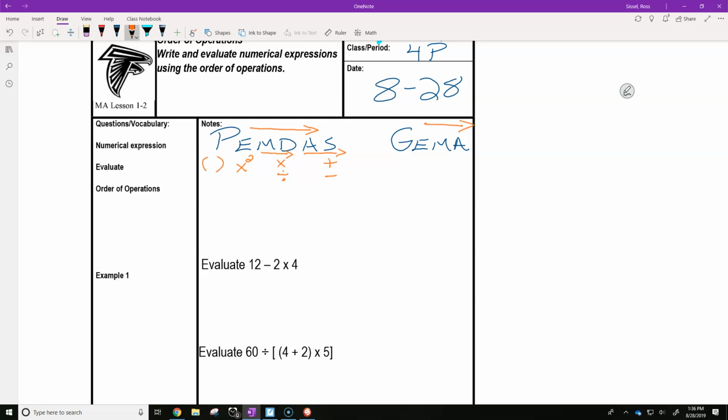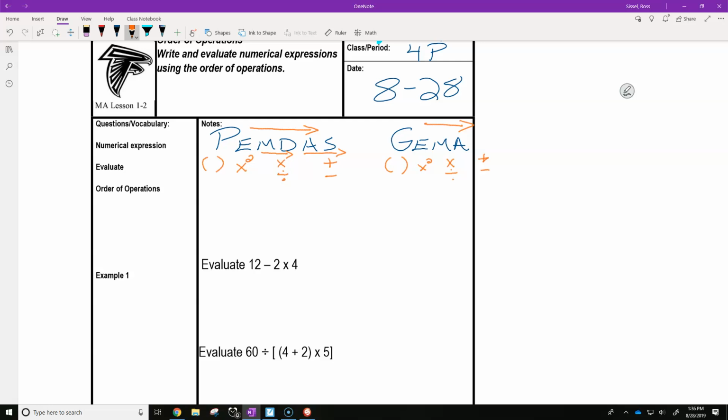Now, does anyone use GEMDAS? I never used GEMDAS in my life, I swear. So, a few of you did. Now let's see what you guys used. What did the G stand for? So, like brackets and parentheses. What did the E stand for? Exponents. What did the M stand for? Multiplication. And division. And what did the A stand for? Addition and subtraction. Is there any difference between the two? No. It's just what acronym do you remember and how do you remember it better? That's why I really don't care which one you use. Math has multiple ways. We're following the rules. We did not change any rules.